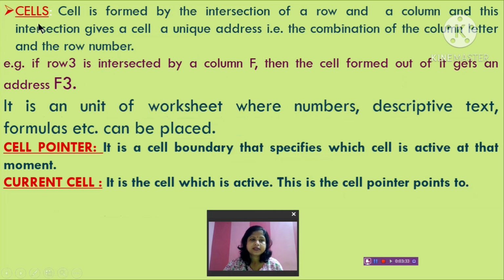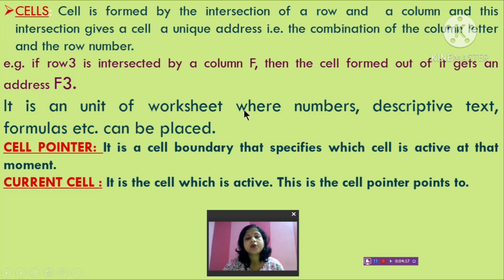Next, cells. A cell is formed by the intersection of a row and a column, and this intersection gives a cell a unique address, that is the combination of the column letter and the row number. The small box formed at the intersection of a horizontal row and vertical column is known as a cell. That is the most important part of the worksheet where we enter our data. For example, if row 3 is intersected by column F, then the cell formed gets the address F3. That means first column name and then row number. If somebody writes 3F, then it is wrong. First column name, then row number.